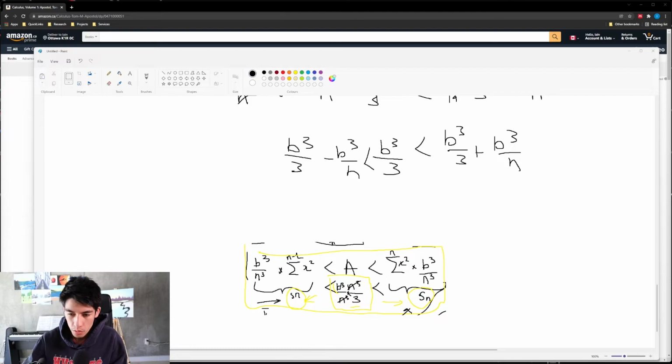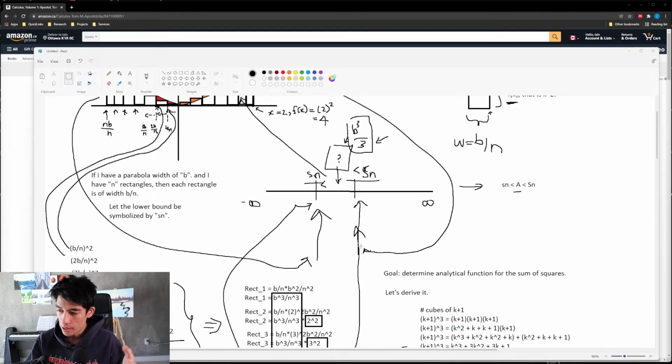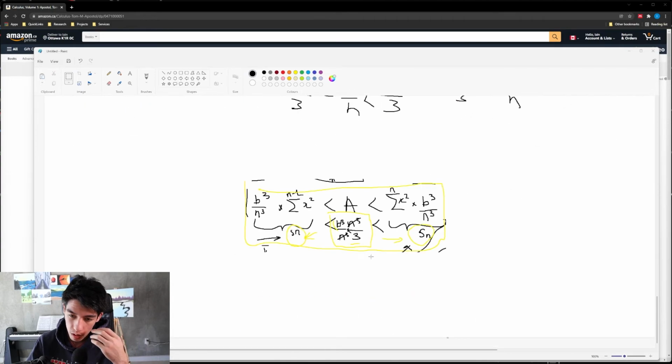So ultimately what we wanted to show was that the lower bound and the upper bound sandwich this b cubed over 3 term, and we wanted to arrive at what the actual value is that sits between the lower and upper bound. Is it b cubed over 3, or is there more than one value? In this representation, where the upper bound and the lower bound are a factor of b cubed over n cubed multiplied by the summation itself, it's not very tractable and it's hard to determine what those actual values are.